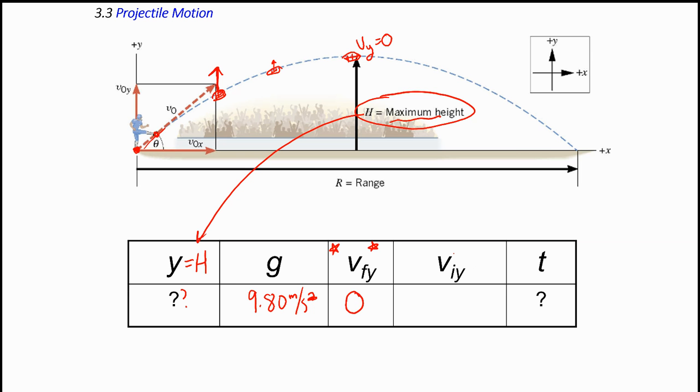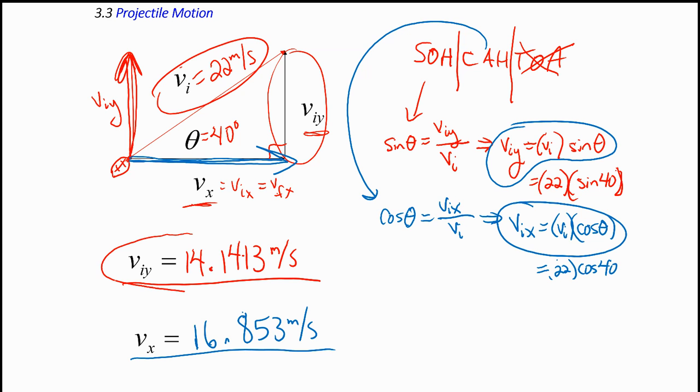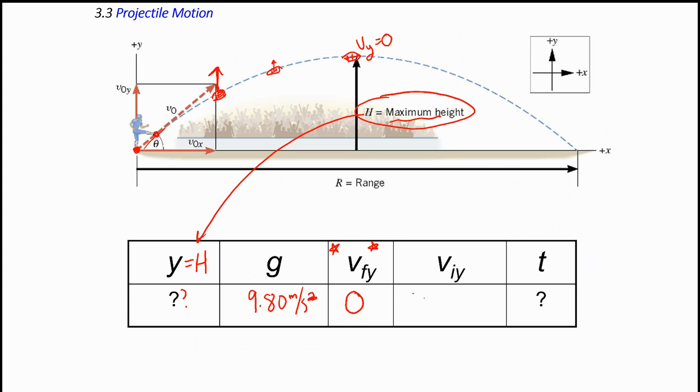What's the initial vertical velocity? That's the VIY. The most common mistake is people want to put that 22 in here, but don't put that 22 in. You want to put this 14.1413. That was what we came up with. So that's what I'm going to put in here, 14.1413 meters per second. And I don't know what time is, but my hope is I don't need that. I'm going to find that maybe later, but right now I don't need that.